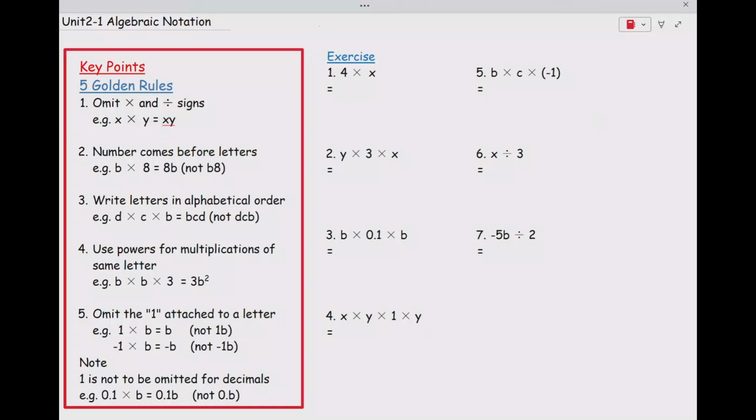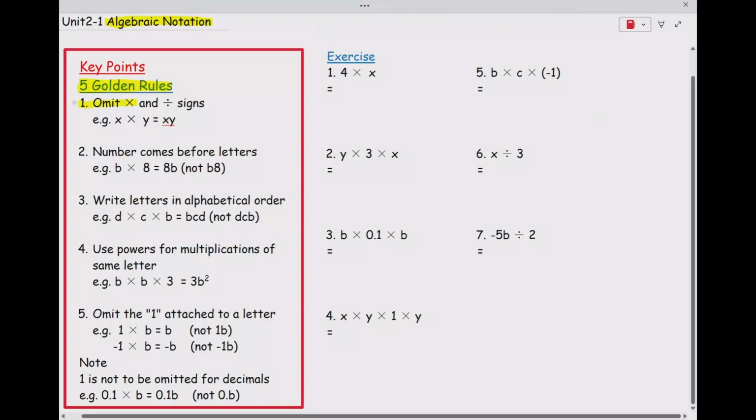In high school math, you will see many equations using letters of the alphabet. For example, x and y. The expressions using the alphabet are called algebraic notation. And there are 5 golden rules for using this alphabet. This is very important, so make sure you remember it.